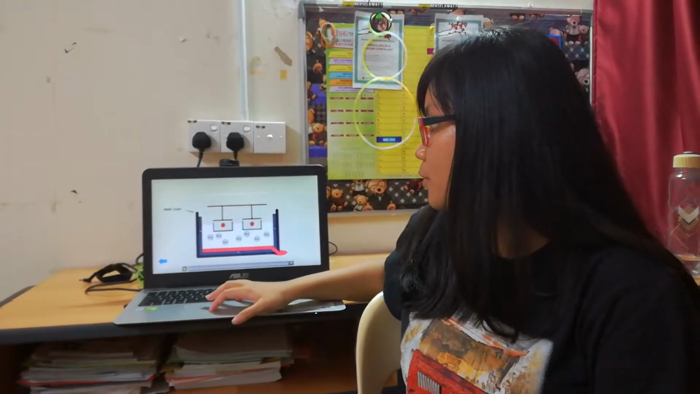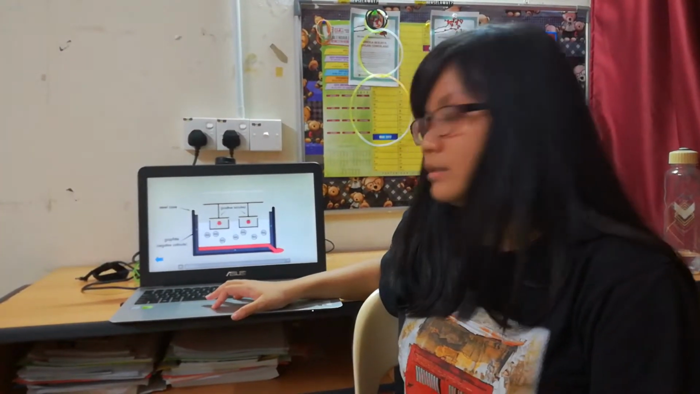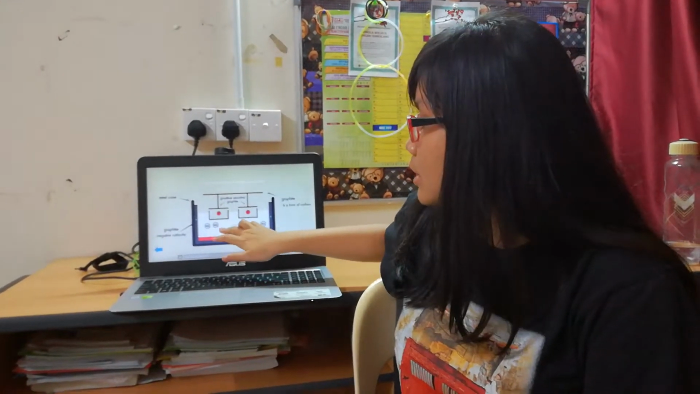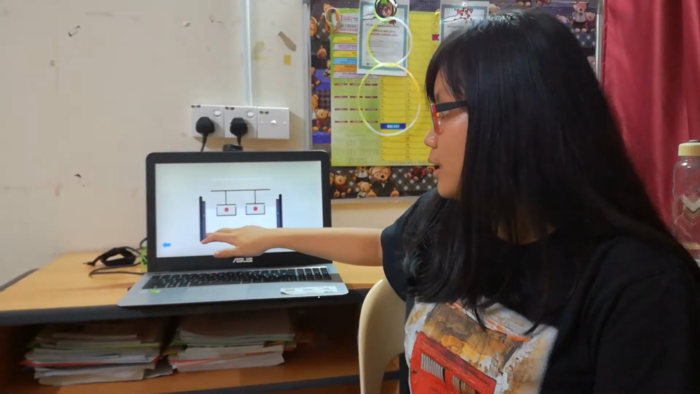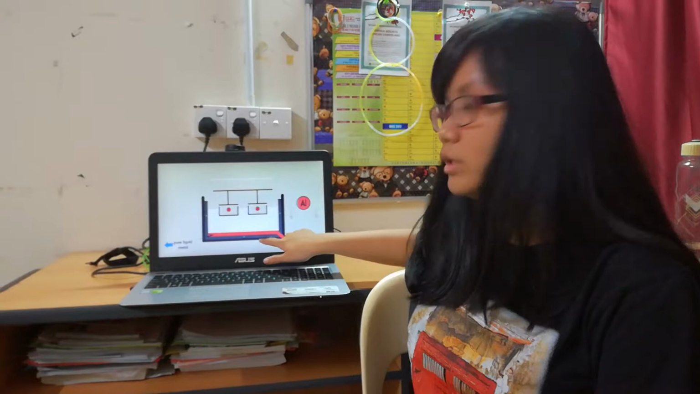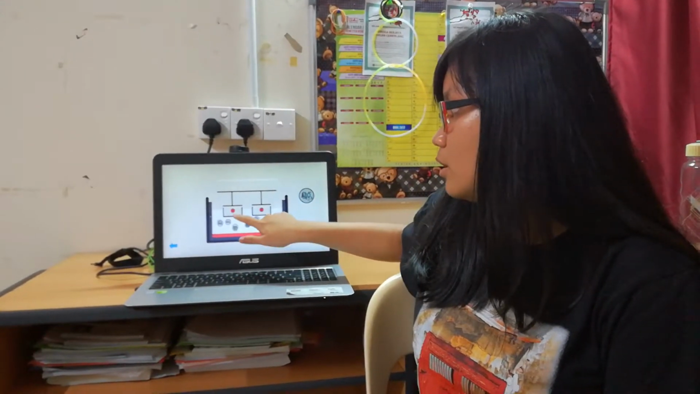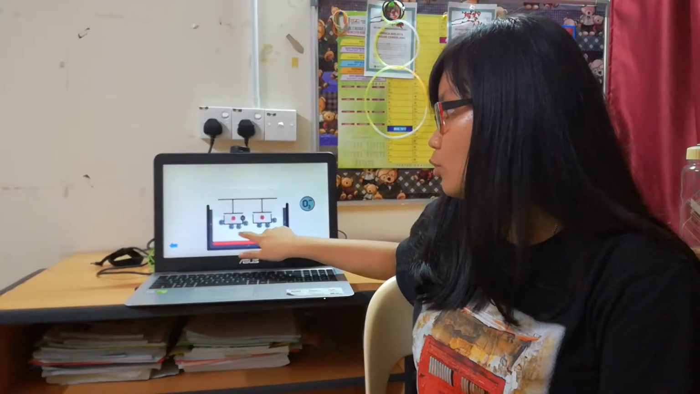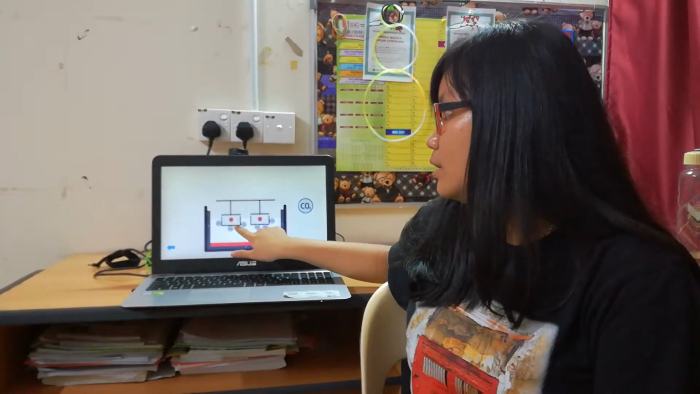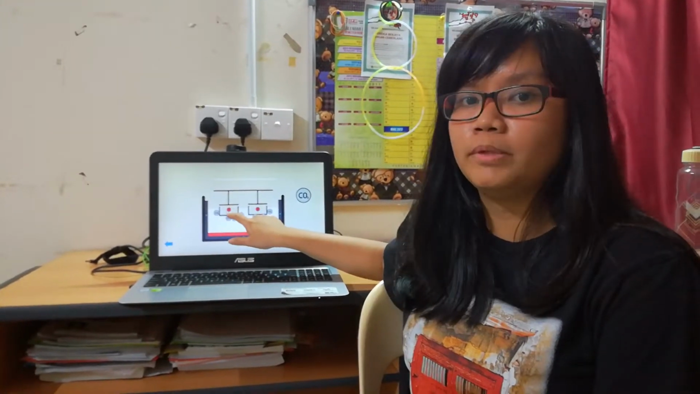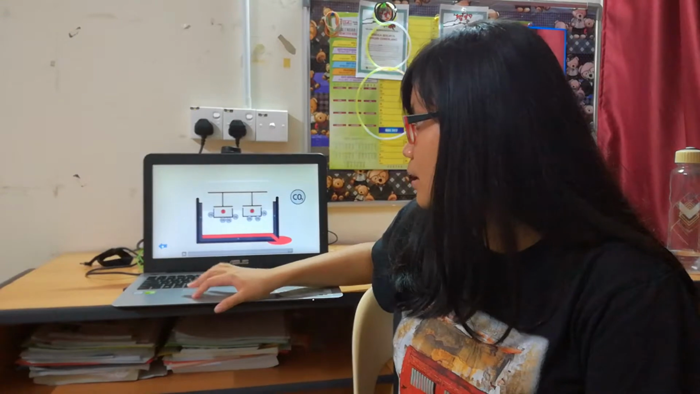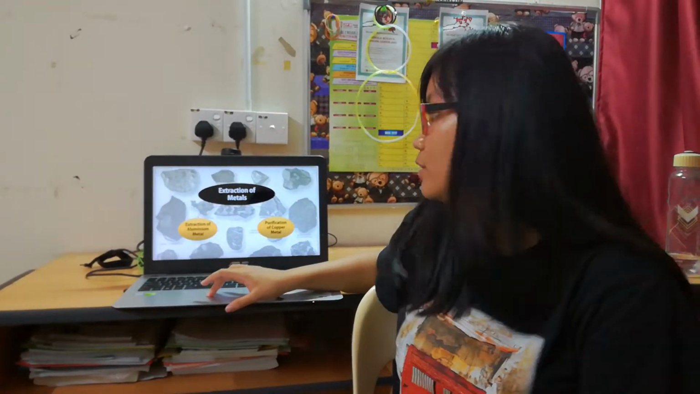When the electricity is turned on, the aluminum ions from the aluminum oxide will go to the negative cathode, and then form aluminum and sink to the bottom. At the same time, the oxide ions from the aluminum oxide will go to the carbon anode and undergo a reaction, and the anode will be used up, which causes the anode to need to be replaced regularly.